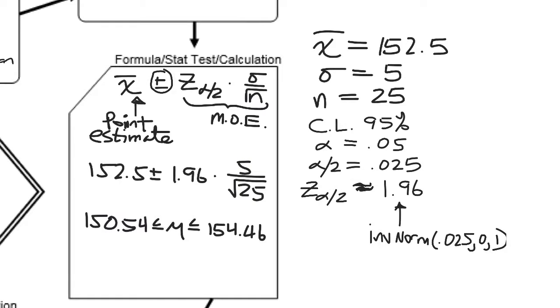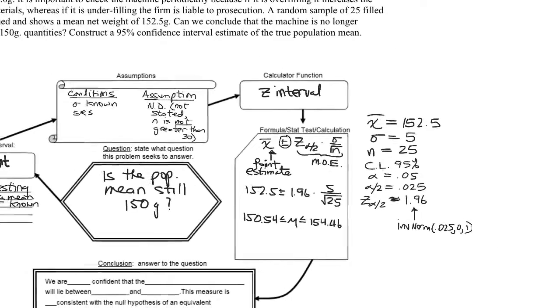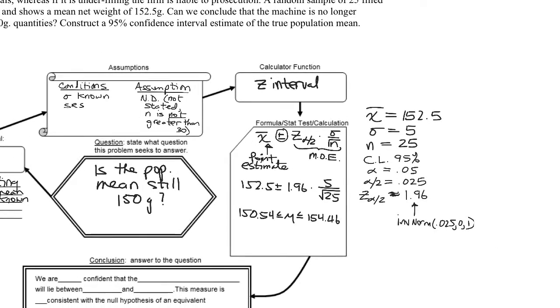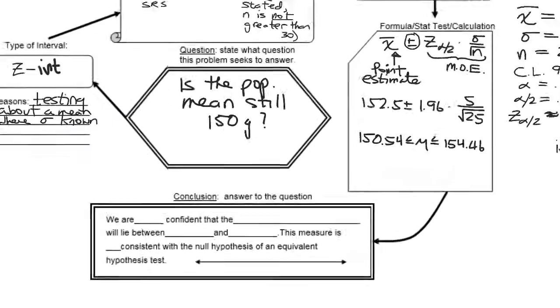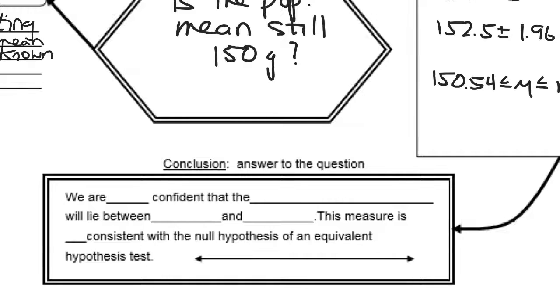Now it's conclusion time. Conclusions for confidence intervals are much easier, but we do have to answer the question that's being asked. Can we conclude that the machine is no longer producing the 150 gram quantities? All right, so we are 95% confident that the population weight will lie between 150.54 and 154.46 grams.